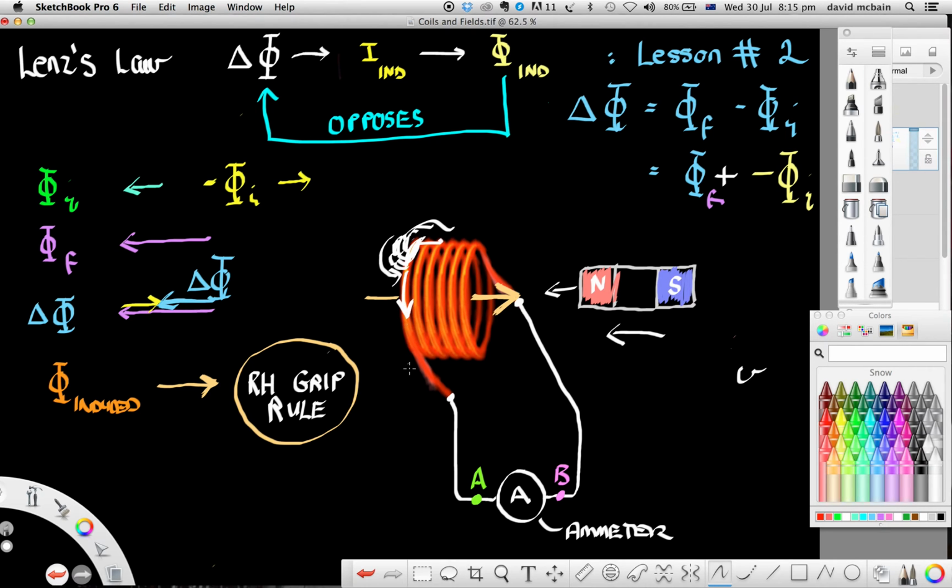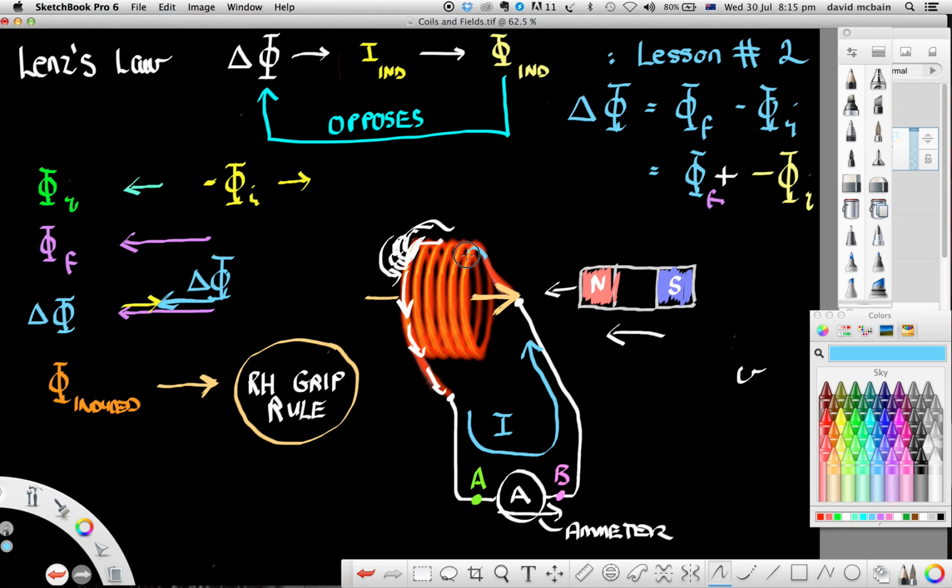So just confirm that you get that. Your thumb, if you stick your fingers in the coil in the direction of the induced flux, your thumb, as a result, must point in that direction following the coil. That means that's the direction of our current. So our current is flowing this direction through here from A through to B. So the direction of the current in this coil, in this circuit, will be in that direction.